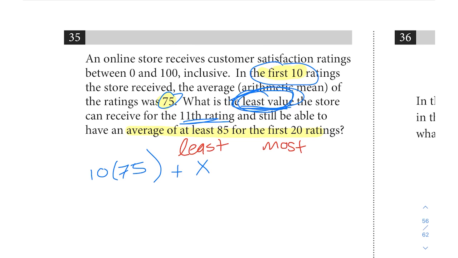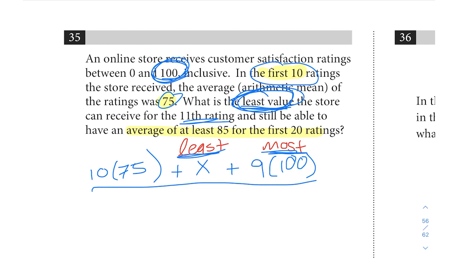So here, let's see how many ratings we have left. We have a total of 10 so far, plus this 11th term. And so out of our 20 ratings, we have 9 left. So we want that to be 9 times 100, because it says that the maximum rating a customer satisfaction rating could be is 100. So we want it to be 10 times 75 plus x, and in order for this one to be the least, we want all 9 of these to be the most.